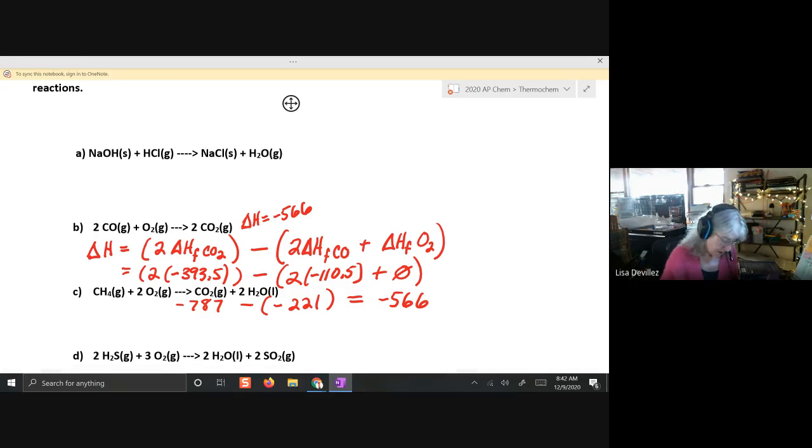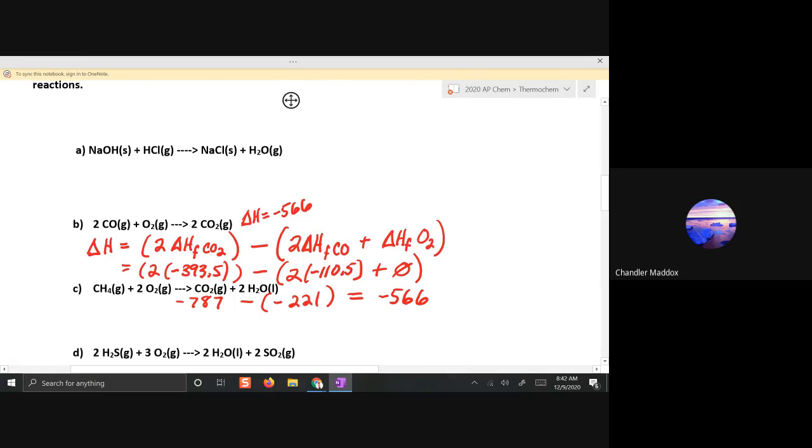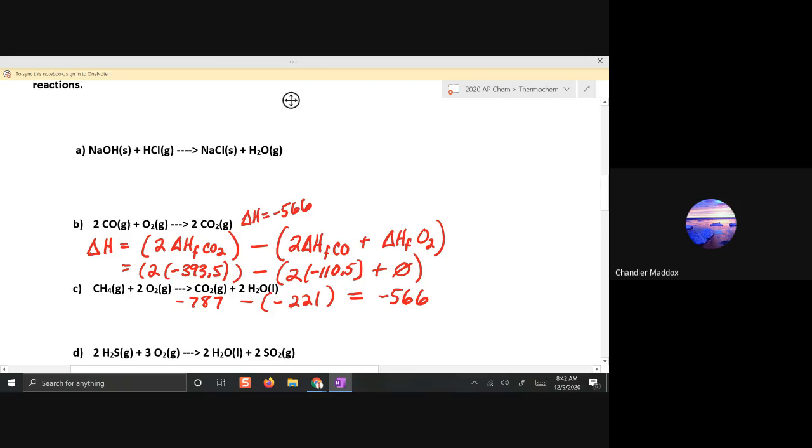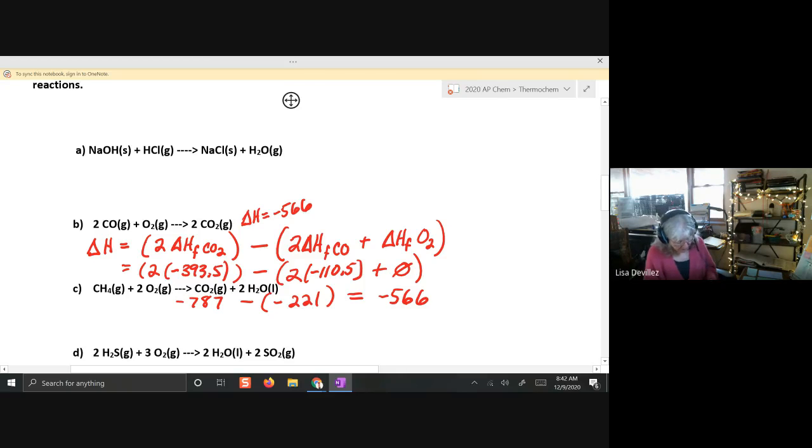All right, how are they getting the textbook numbers? The change in enthalpy for just the single molecules, oh, these would have been experimentally determined at some point. Okay.